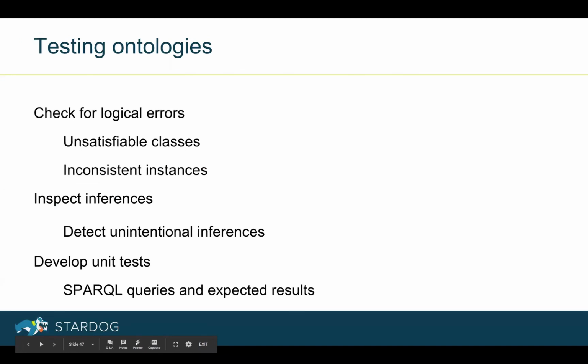To test out your ontology, you need to check it for logical errors. This includes unsatisfiable classes and inconsistent instances. Luckily, Stardog provides tools that can not only check your instance for inconsistency, but it can also explain to you exactly how it's inconsistent. You also want to detect any unintentional inferences. So in the case where you have a derived subclass defined a little too broadly, things might get classified as members of that class that shouldn't be. And finally, you can develop unit tests in any given testing framework consisting of SPARQL queries and expected results.